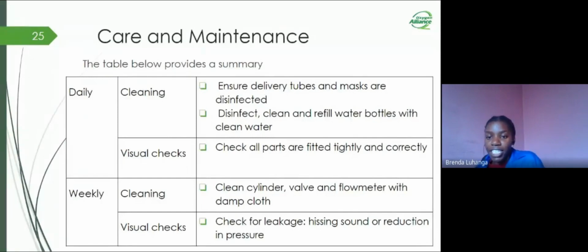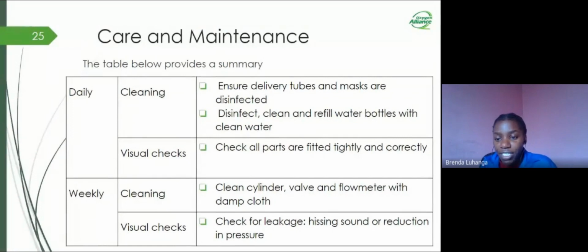On the daily maintenance, cleaning and visual checks can be conducted. So you need to ensure that the delivery tubes and the masks are disinfected. You can also disinfect, clean, and refill the water bottles with clean water. You can check if all the parts are fitted tightly and correctly, especially for those oxygen cylinders that are used at the bedside and not at the manifold.